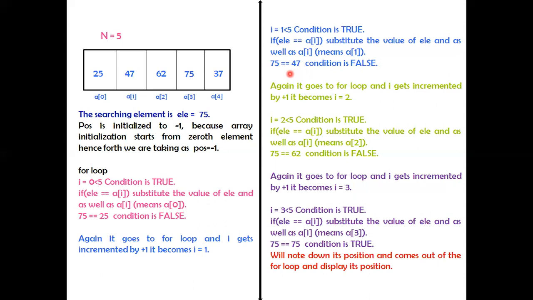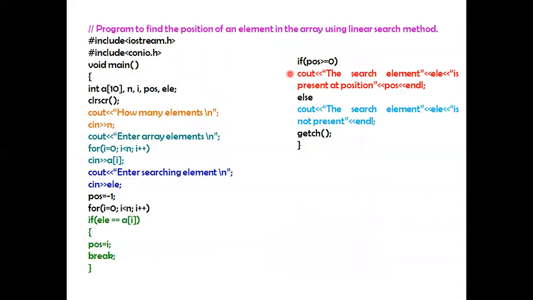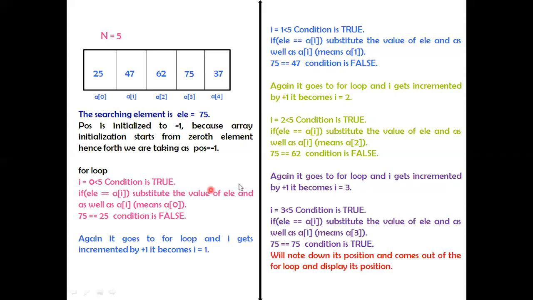Condition false. Condition false means again it goes to the for loop. i gets incremented by 1. i becomes 2 this time. 2 is less than 5. Condition true. If element is equal to a of i, substitute the value of element and a of i. A of i means a of 2. 75 is equal to a of 2? What is the value stored in a of 2? 62. Is 75 equal to 62?